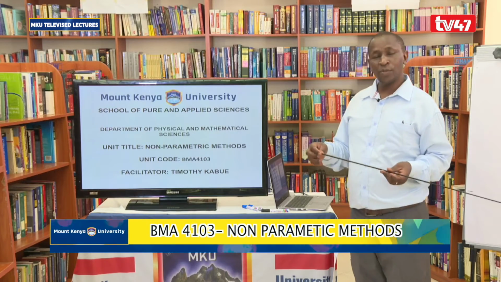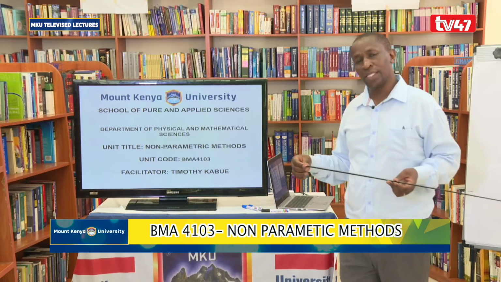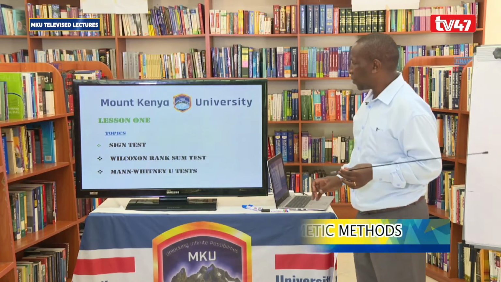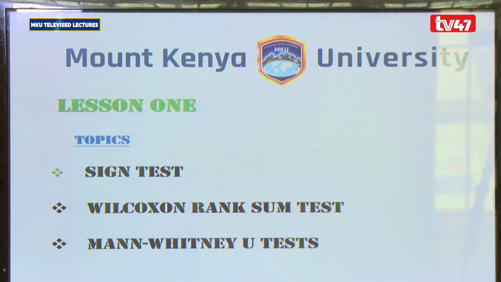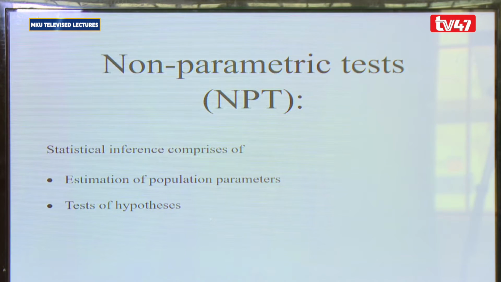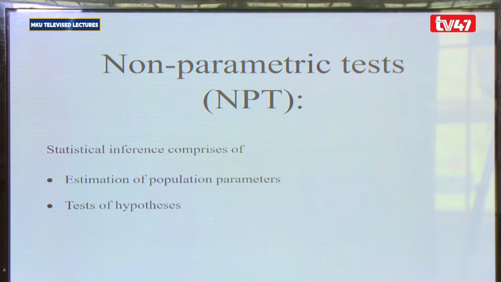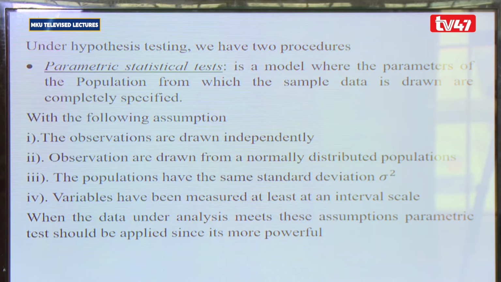Welcome. In this unit of non-parametric methods, we shall look at three methods of analyzing or testing hypotheses using non-parametric methods. That is the sign test, the Wilcoxon signed rank sum test, and the Mann-Whitney U test. In the estimation of population parameters and test of hypothesis, we are under the second point, that is test of hypothesis.